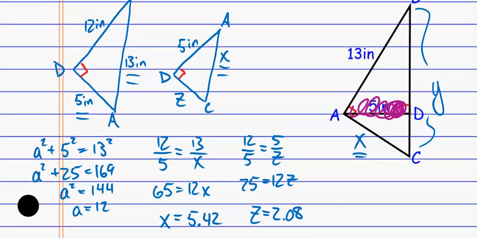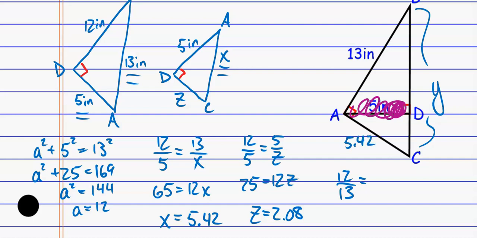And now I can expand out and look at the biggest triangle over here. I can do the same thing. I can say that, hey, 12 goes to 13 this time, the same way that something like 5 goes to x. And now I could cross multiply, although I already have x, and if I cross multiply and solve this, I'm going to get the same thing. Forgot we already have that one, right? That's going to be our 5.42.